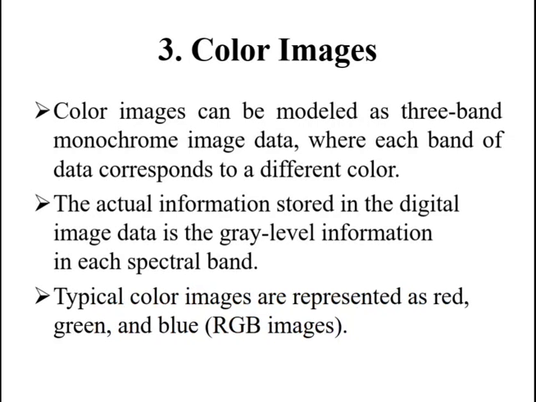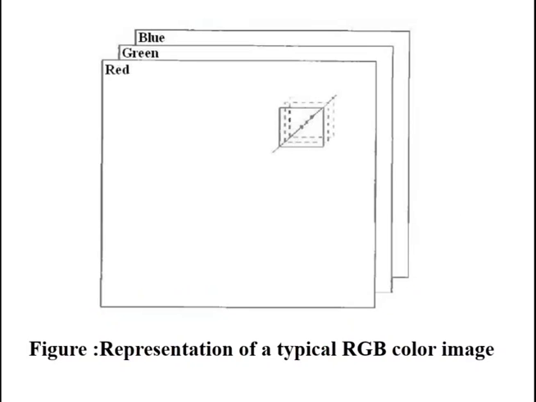Using the 8-bit monochrome standard as a model, the corresponding color image would have 24 bits per pixel, that is 8 bits for each of the 3 color bands: red, green and blue. The figure shows the representation of a typical RGB image.